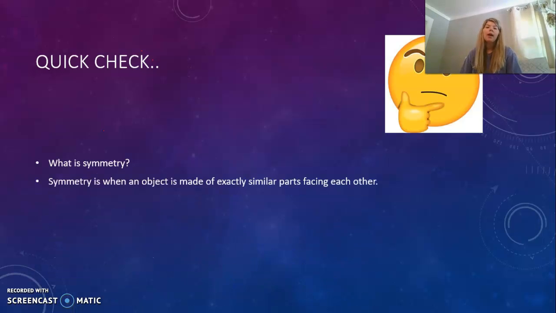So symmetry is when an object is made of exactly similar parts facing each other. So this is exactly what we did in our lessons that you did with both me and Miss Crump.